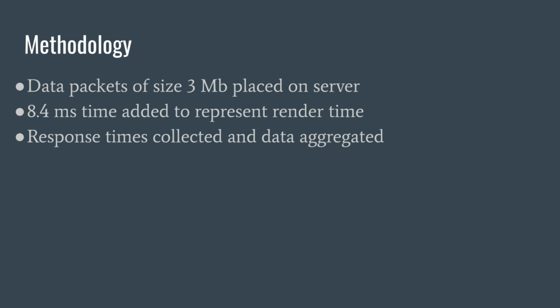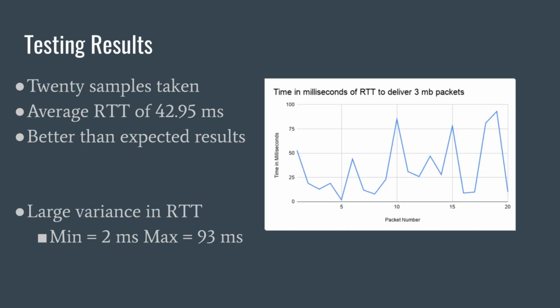With an understanding of this methodology, let's shift to the final results. The results of testing put us close to this being an implementable solution. 20 packets were delivered with an average round-trip time of 34.55 milliseconds. With the added 8.4 millisecond render time, this puts the round-trip time at 42.95 milliseconds. This is slightly better than expectations, considering ping tests were returning an average response time of 30 milliseconds.